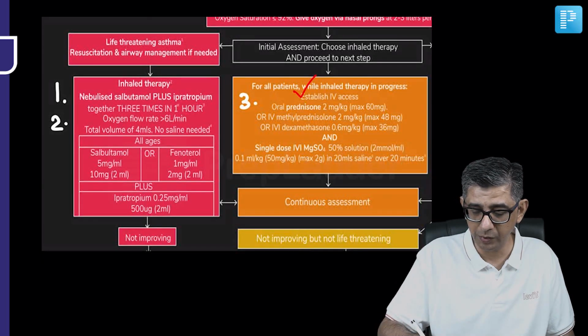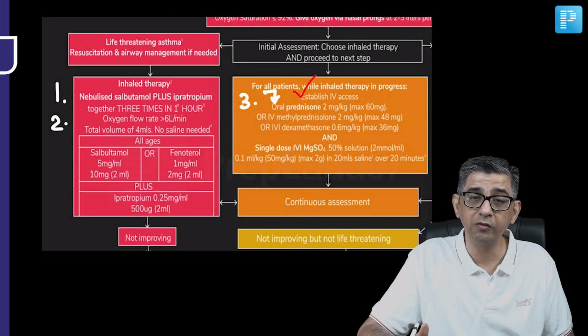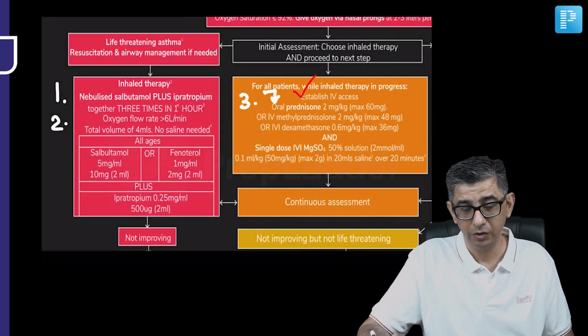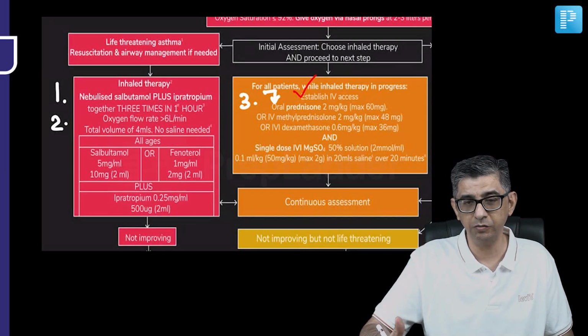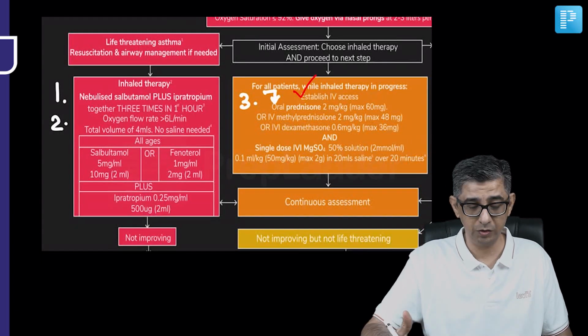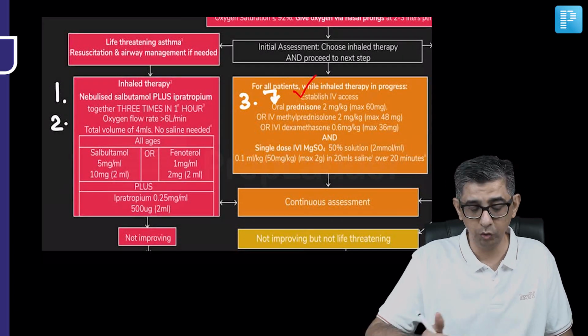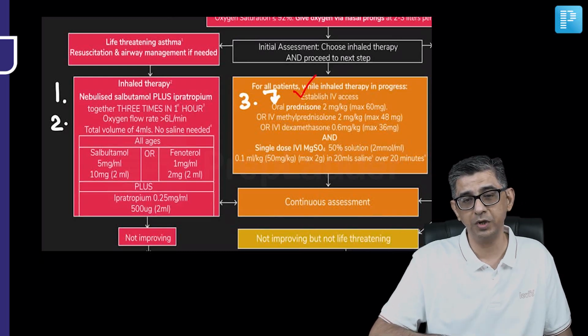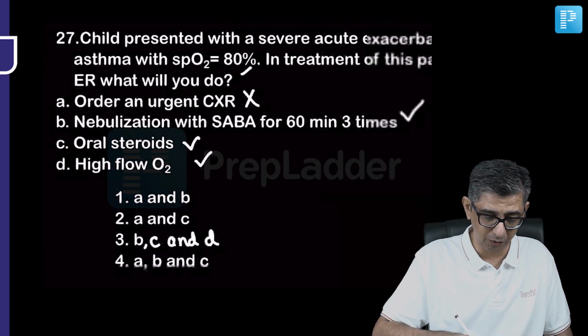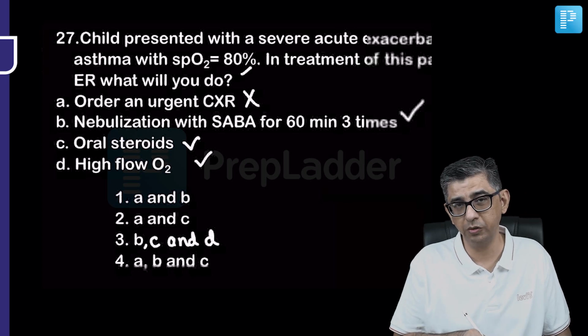Otherwise, like in government hospitals, when we don't have too much available, we might be using hydrocortisone or oral prednisolone. The standard dose in children is 1 milligram per kg. Here we'll be giving 2 milligram per kg for a life-threatening asthma attack. These are standard approaches that you do in the casualty, but you do not regularly order a chest X-ray in the patient. So the correct answer for question number 27 would be option number 3.